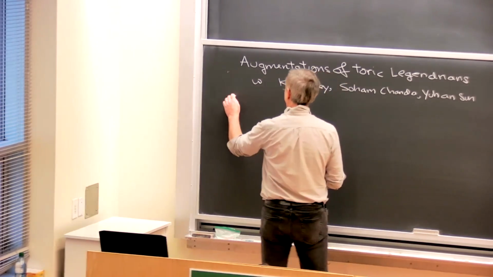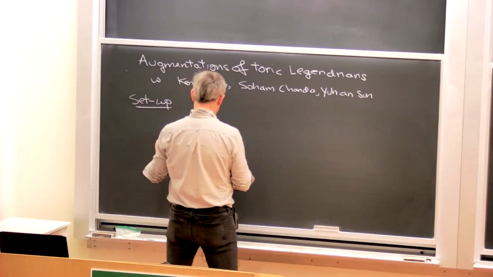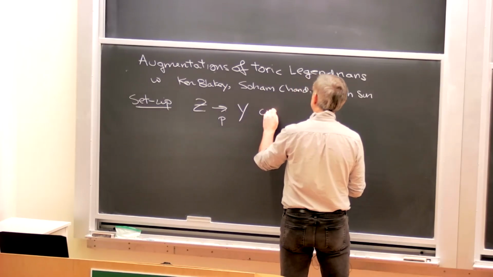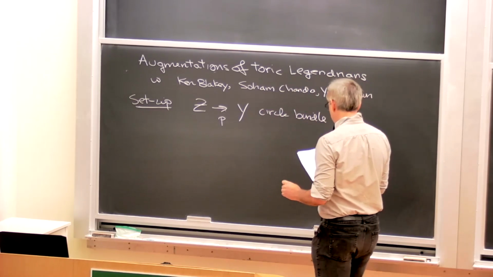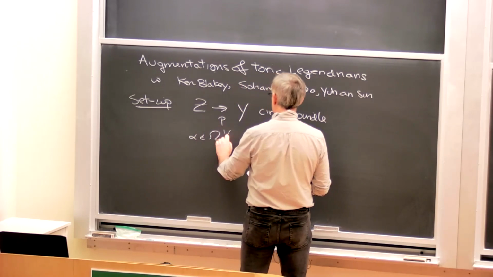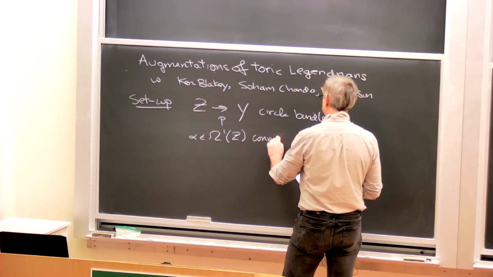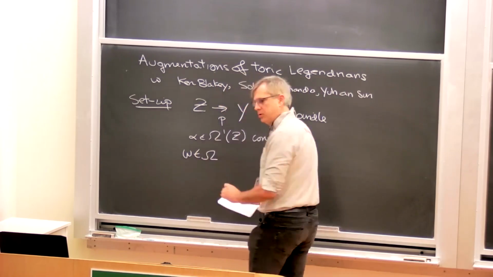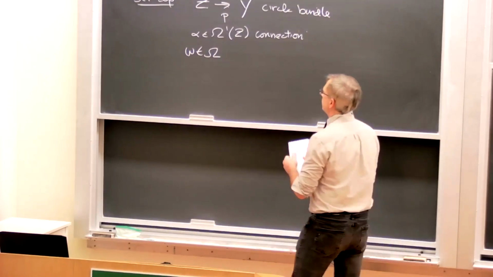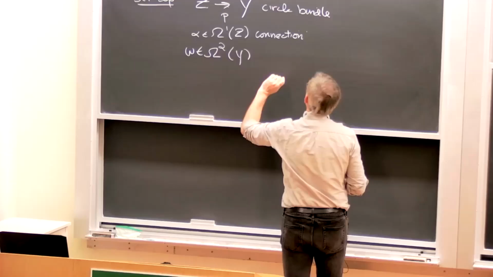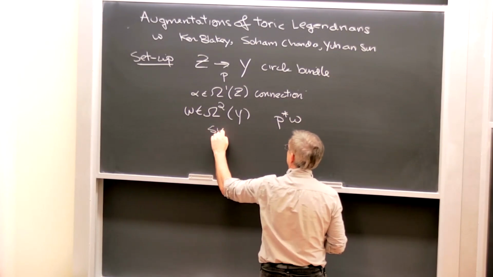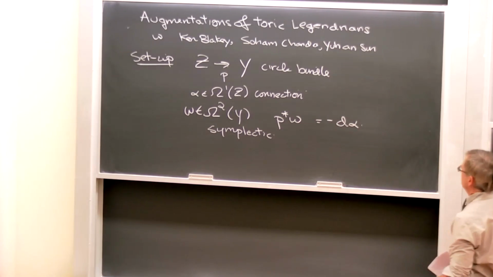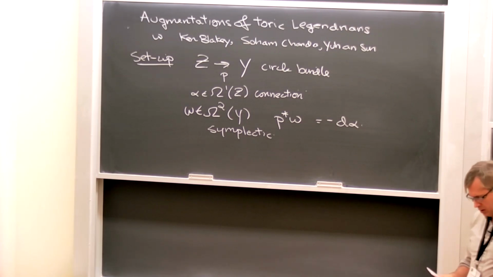Okay, so what's the setup? The setup is that I assume I have a contact manifold, which is a circle bundle over some symplectic Y. So alpha will be the connection 1-form, and omega is the symplectic form on Y, which is minus d alpha on the contact manifold.